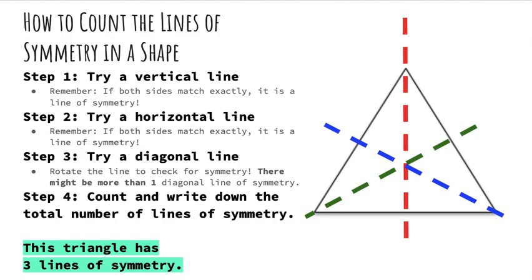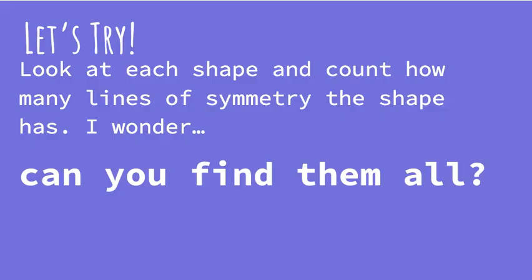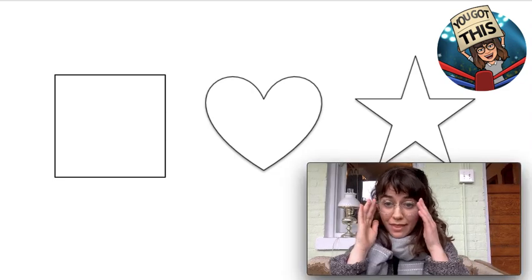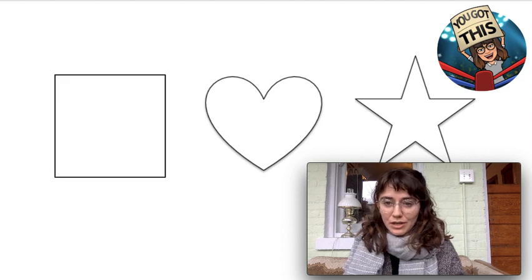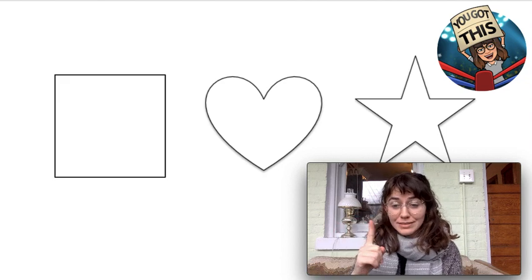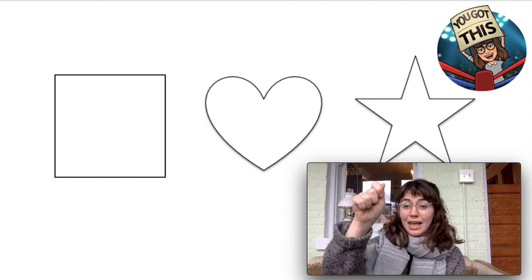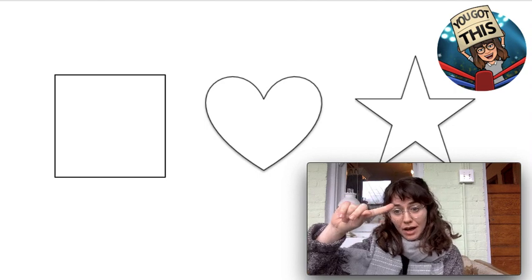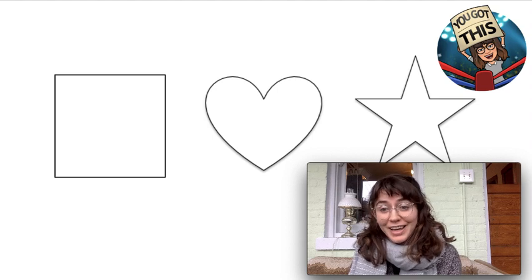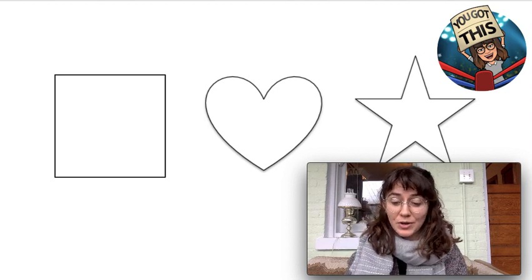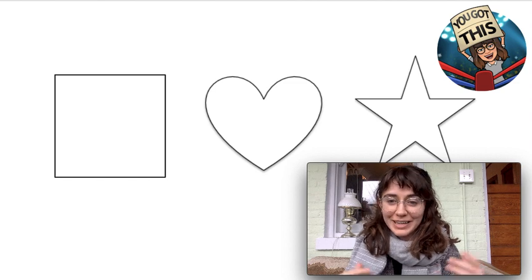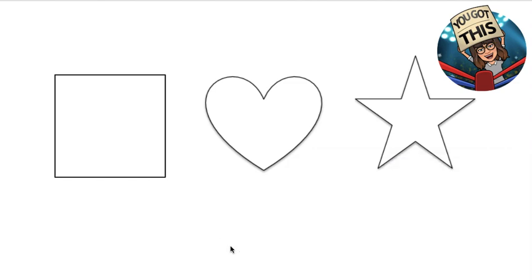All right? So now it's your turn. We're going to try this one. You're going to look at each shape I show you, and you're going to count how many lines of symmetry the shape has. And I wonder, can you find them all? So here are these shapes, and if you want to, you can draw them onto a piece of paper, or you can just look at your screen and hold up your finger or hold up your pencil, but be careful not to write on your screen, and move that straight object around to see if you can find any lines of symmetry. I want you to pause the video and see how many lines of symmetry you can write for each shape, write them down, and then press play to find out how many lines I found.